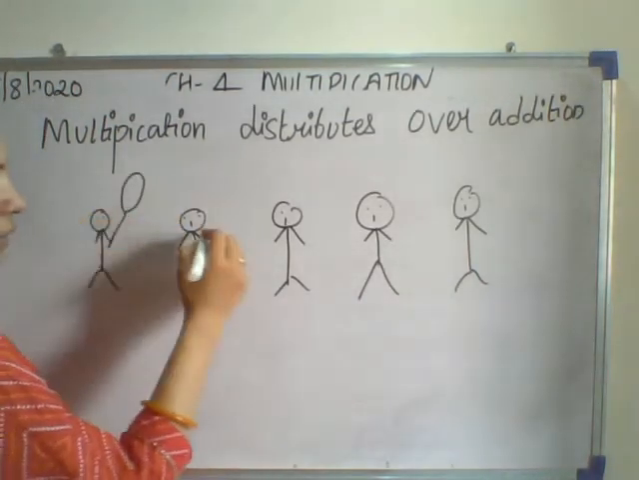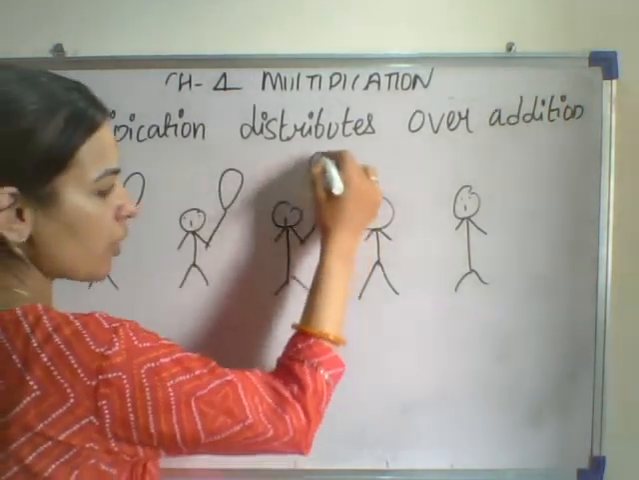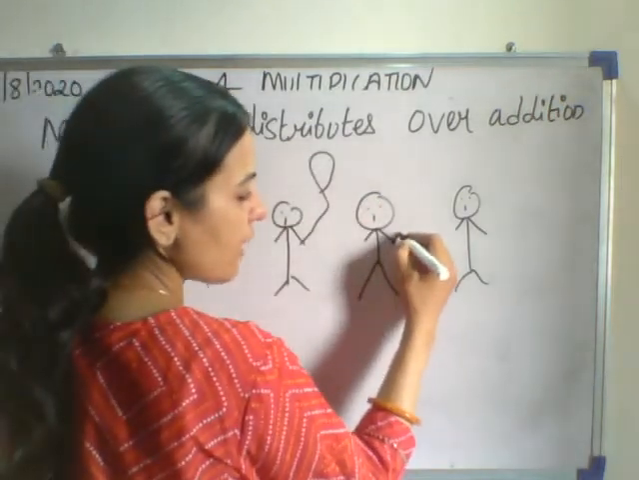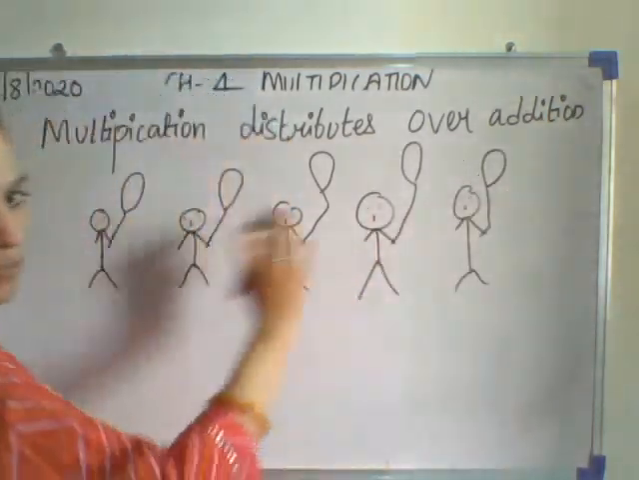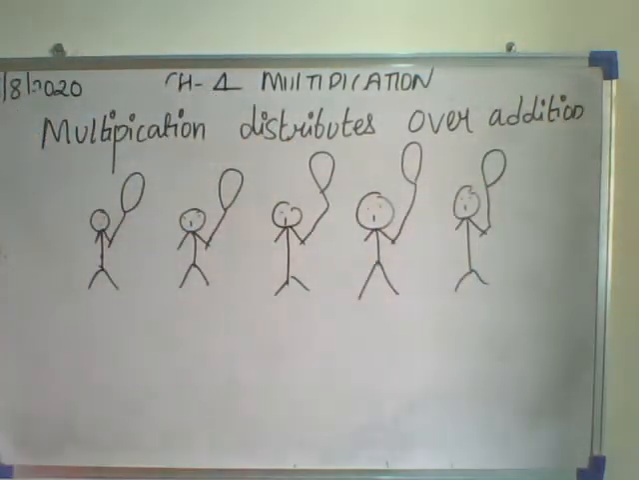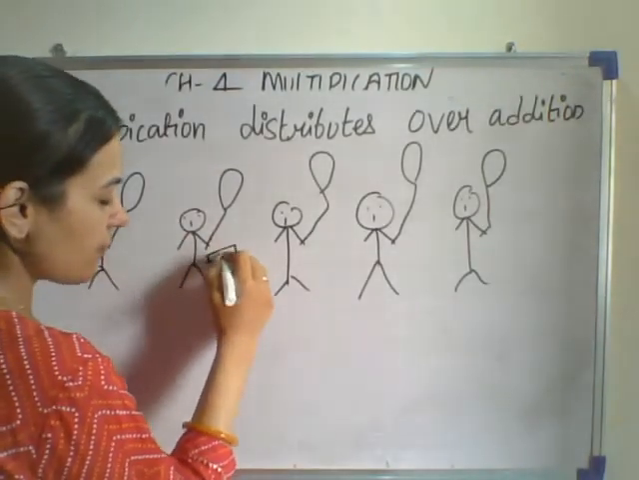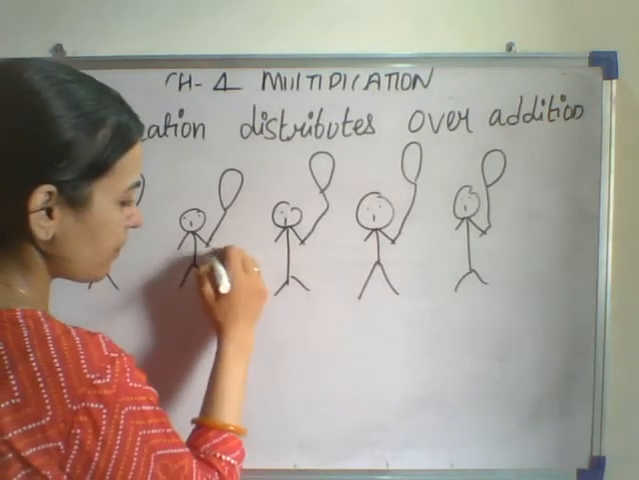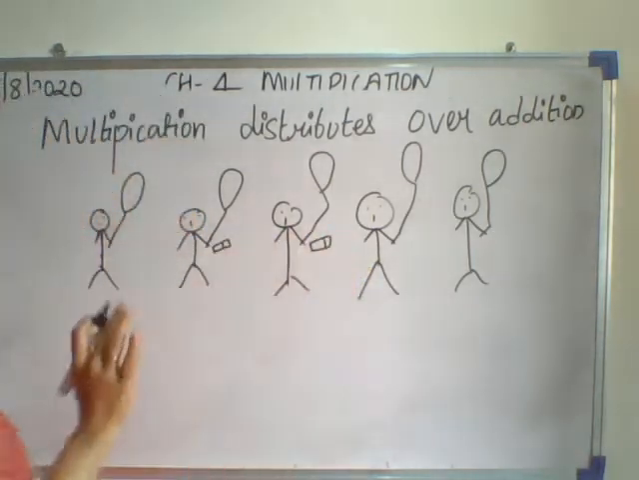This is one balloon. This boy also has a balloon. This boy also has a balloon. He is also having a balloon in his hand, and he is also having a balloon in his hand. 5 balloons are there with the 5 students. Got it? Now two of them also have a pen with them. This student has a pen. This is a pen. He has a pen with him, and this one also has a pen with him.